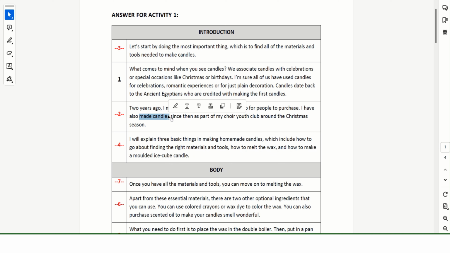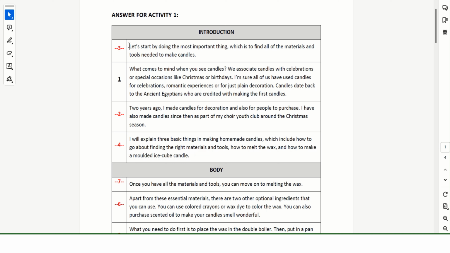Now let's go to number three. Of course, when you have a process and procedure, remember that this is about SOP. You need to have the processes, and before the processes, you are going to have the materials. So let's have a look at number four first. "Before number three, I will explain three basic things in making homemade candles, which include how to go about finding the right materials and tools, how to melt the wax, and how to make a molded ice cube candle." So we have it here, the three basic things in making homemade candles.